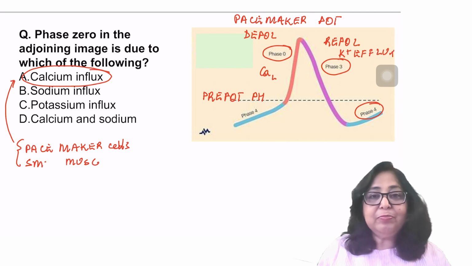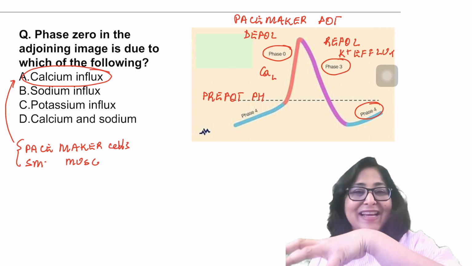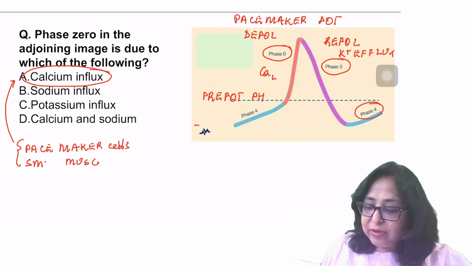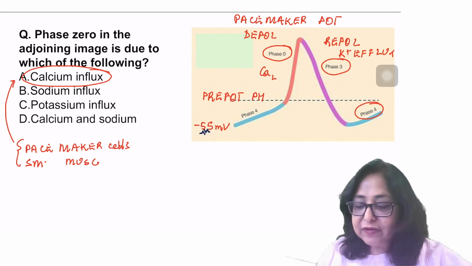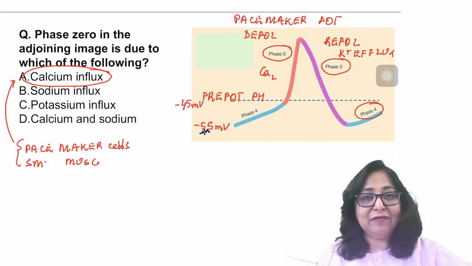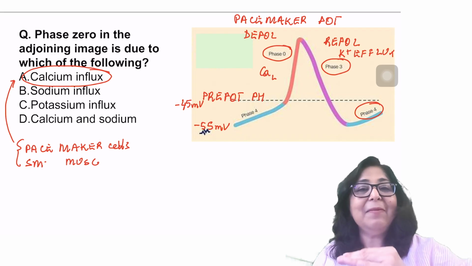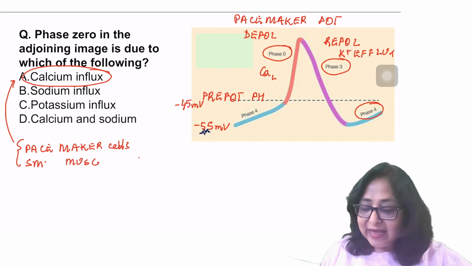Now, what happens in the prepotential phase? In the prepotential phase, the cell goes from more negative to less negative. There is a slow and spontaneous depolarization from the resting potential of minus 55 to the firing level of approximately minus 45. How does a cell go from more negative to less negative? By gaining positive charge. And there are 3 mechanisms by which the cell will gain positive charge.